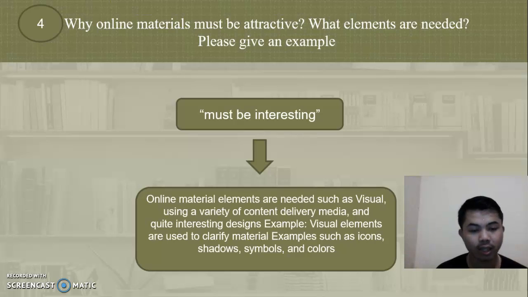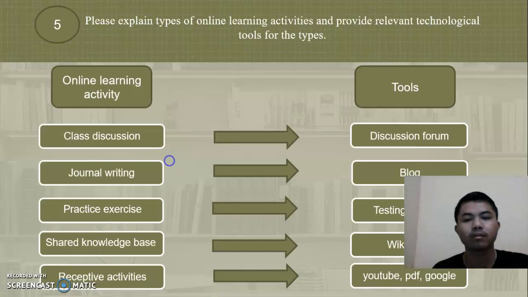Online material elements needed are such as visuals using a variety of content, delivery media, and quiet interacting designs. For example, visual elements are used to clarify materials, such as icons, shadows, symbols, and colors used consistently to distinguish different types of elements like lessons, assignments, audio, and video.